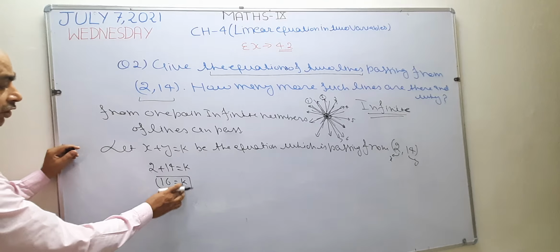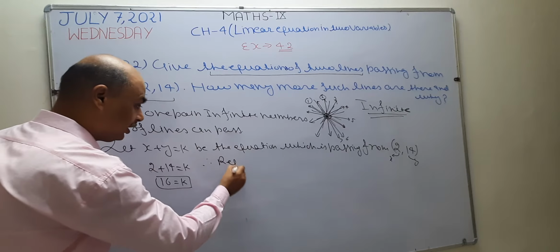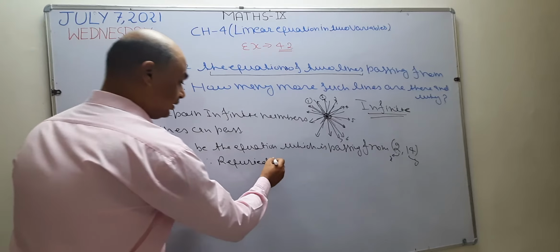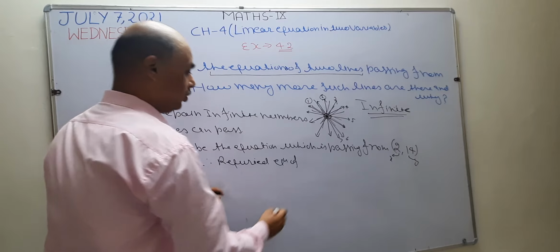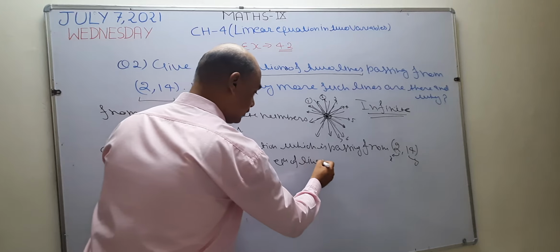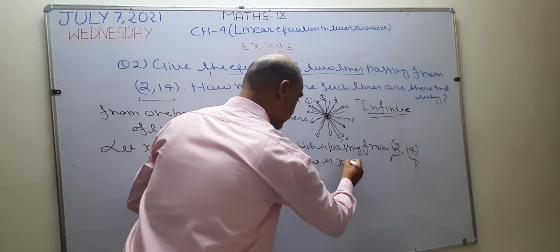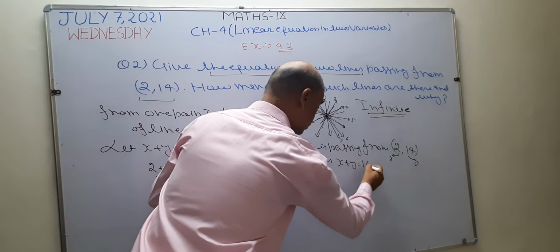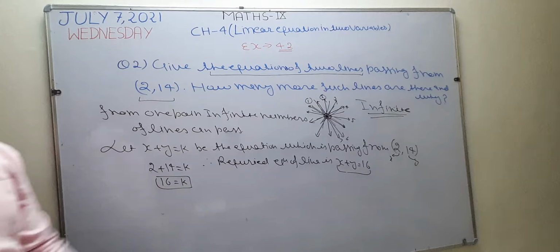Now substitute this value here. So right here, therefore required equation of line is x plus y. Instead of k, write down 16. So this is the first equation which is going to pass from the given passing point.